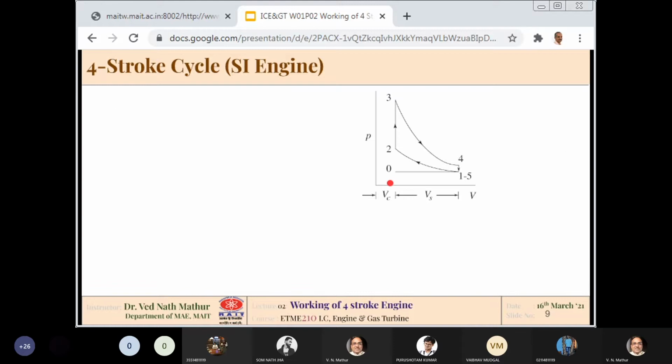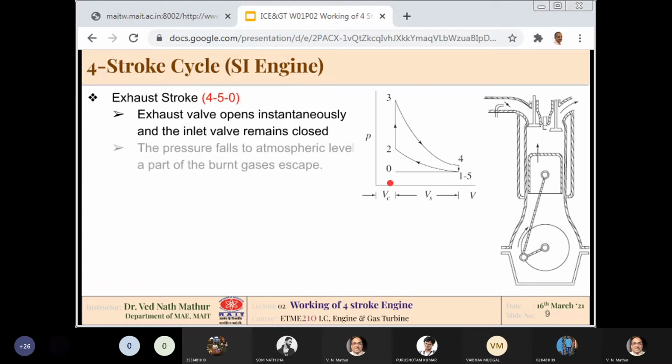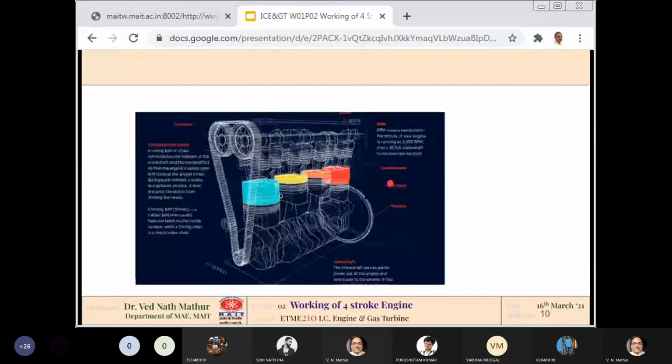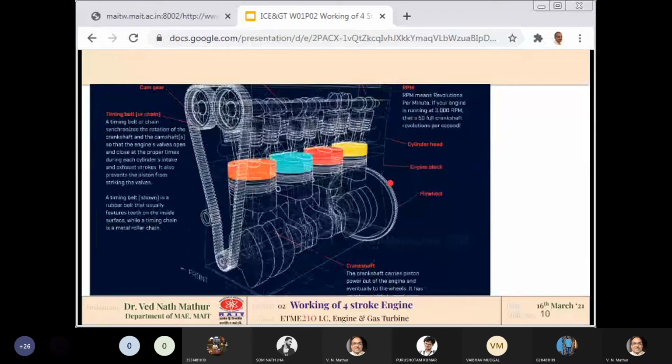So what happens in the actual case, you just compare the ideal and actual process. Before that, this is again an animation I posted.